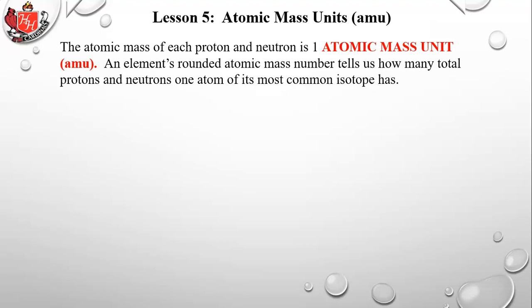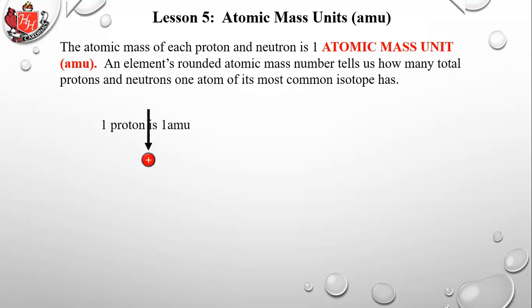The atomic mass of each proton and neutron is 1 atomic mass unit, AMU. An element's rounded atomic mass number tells us how many total protons and neutrons one atom of its most common isotope has. So if you look at the periodic table, you'll see that the atomic masses have a decimal number. And we'll talk about that at a later time. But if you round that number to the nearest whole number, that will give you the mass number of the most common isotope of that particular element. And that mass number will tell you how many total protons and neutrons it has.